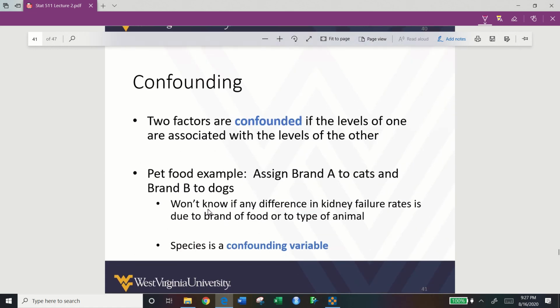Now, another issue though, particularly when we do blocking, is called confounding. Two factors are confounded if the levels of one are associated with the levels of the other. So for example, which I kind of alluded to earlier, if we assign brand A to cats and brand B to dogs, we won't know if any difference in kidney failure rates is due to the brand of food or to the animal itself. Species has now become a confounding variable.